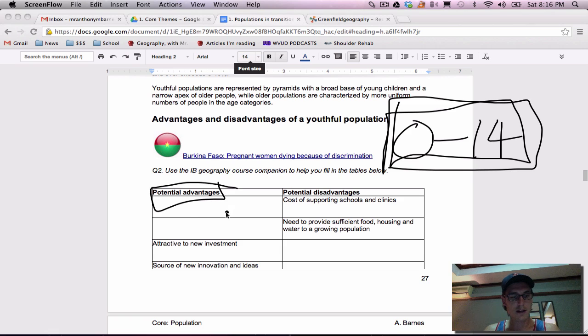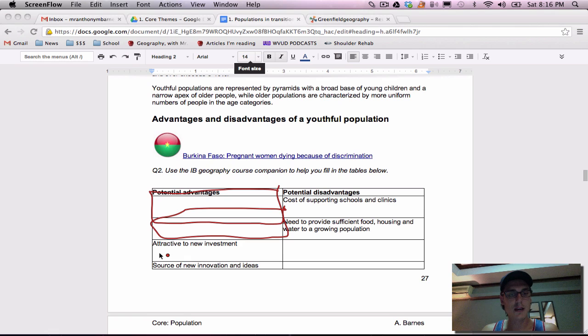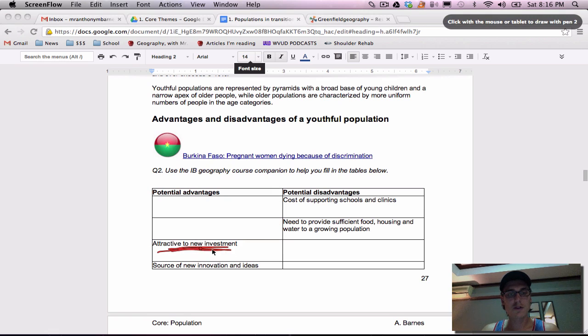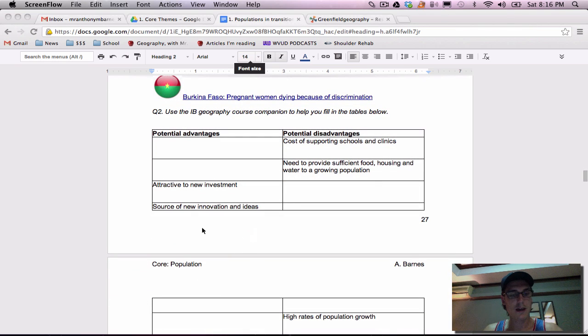Well, these boxes here are available for you to fill in, to be geographers yourself, and there are a few examples that are given here. They can attract new investment. Youthful people are attractive to companies that are trying to target youthful people. All right, youthful people also have new sources of ideas and are very innovative and creative.